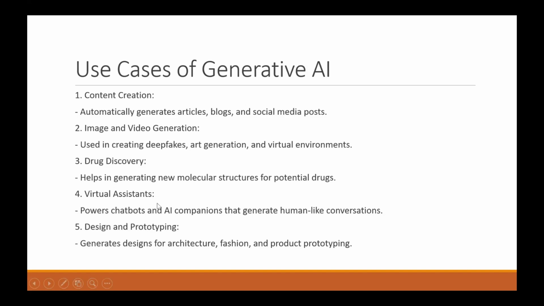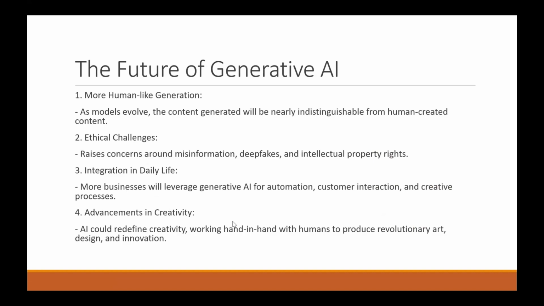Next one is the virtual assistant. Powers chatbots and AI companions that generate human-like conversation. You can just write the prompt and it will reply back with human-like chat. Okay, next one is design and prototype. Generates designs for architecture, fashion, and product prototyping. You can even create the designs. You can create the PPTs. You can create the Excel file, whatever you want, using generative AI.